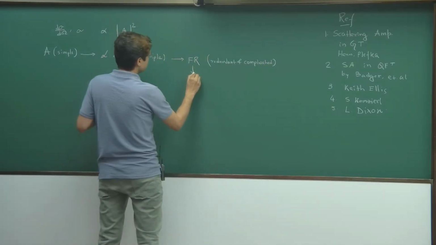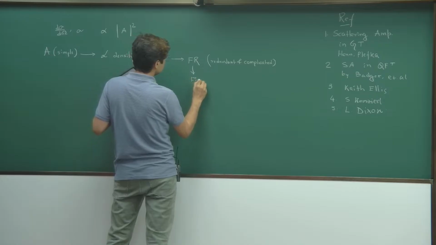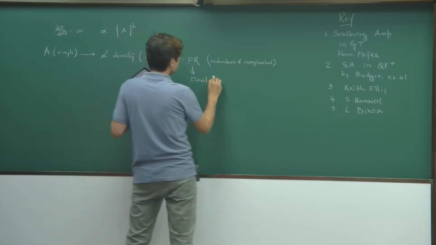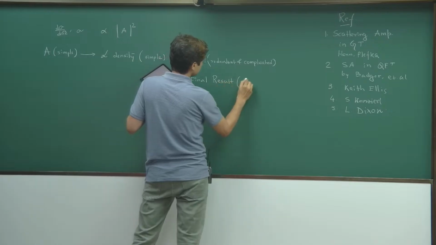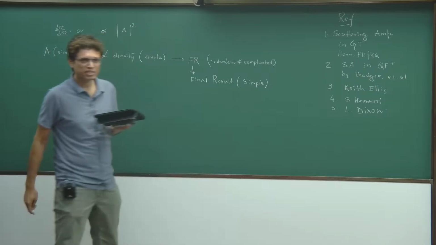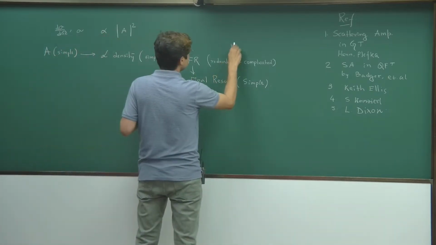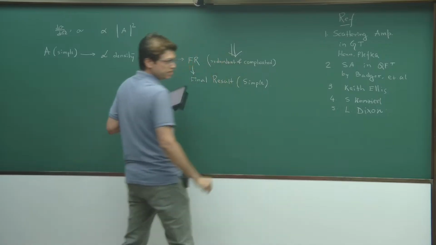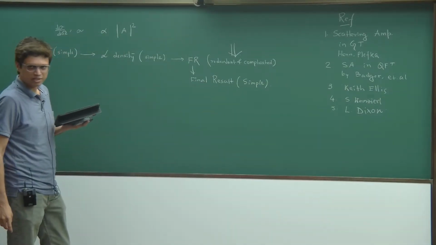And then when we appear at the last level, which is the final expression or result, most of the time, for the tree level at least, it is again simple, right. So this intermediate step here, that is creating all the problem in the calculation, right.